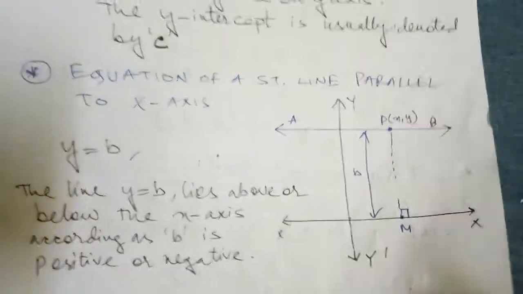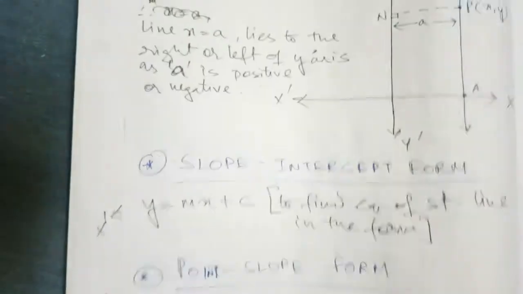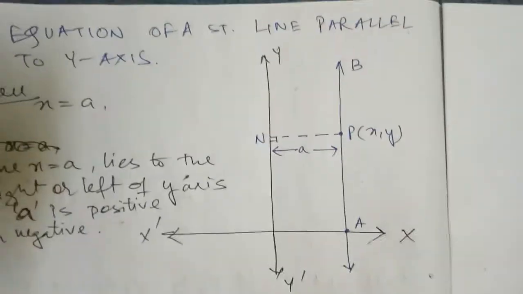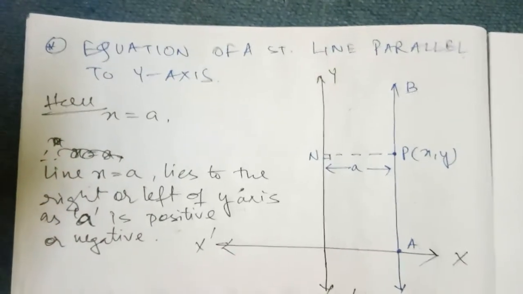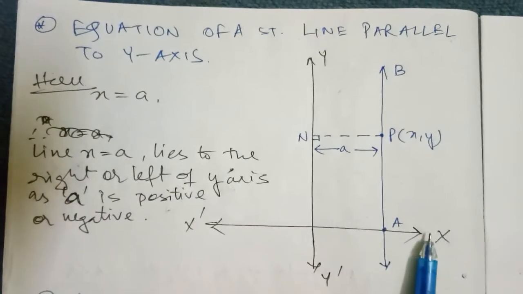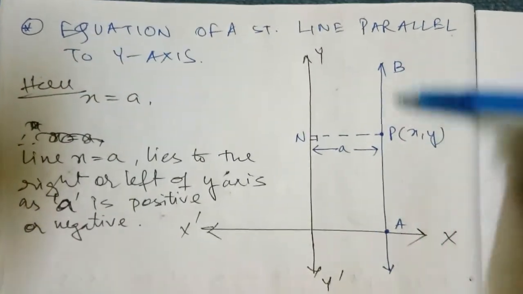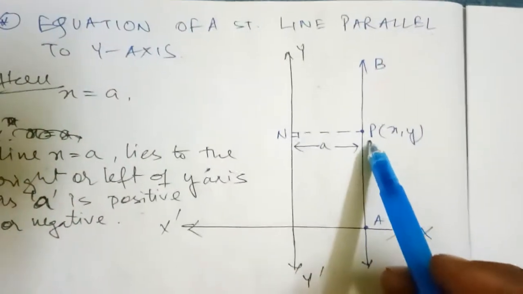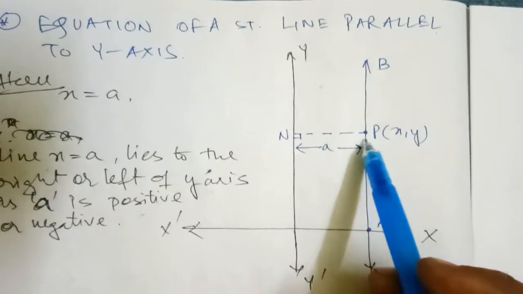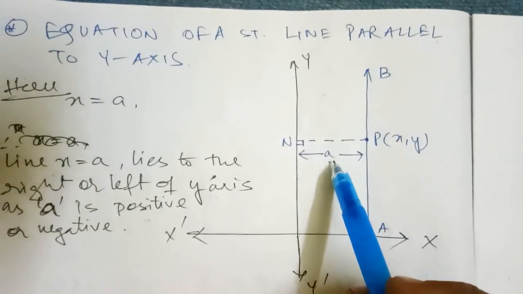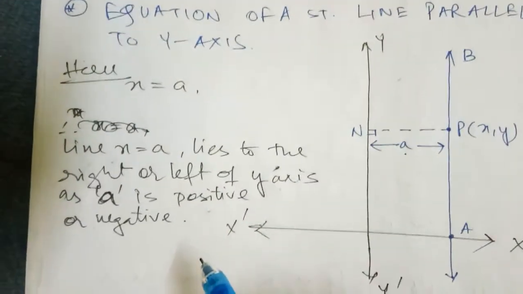Next we come across the equation of a straight line parallel to the y-axis. The same concept, the diagram drawn over here, but here it will be parallel to the y-axis. Suppose P is a point with x and y coordinates given. Here the value is x equals a. The same concept is written over here also.